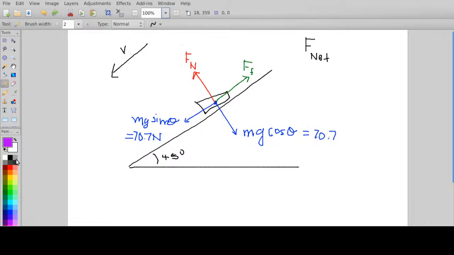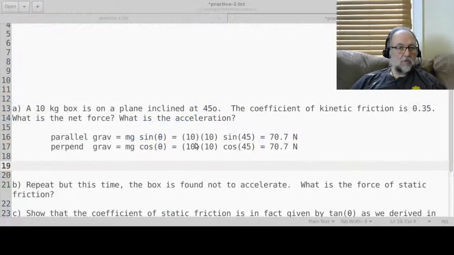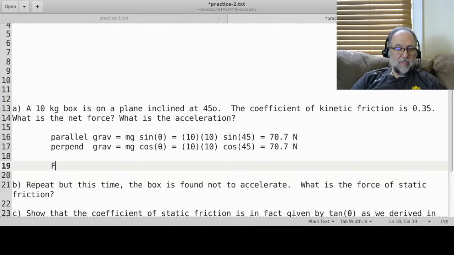So what you have to conclude at this point is that the normal force also has to be 70.7 newtons. There's no real equation for that. All you're doing is conceptually saying that one has to cancel the other, because otherwise it would be moving perpendicular to the plane, and it isn't. So these two have to equal one another. We can go back to our other whiteboard and say that Fn also has to equal 70.7 newtons.